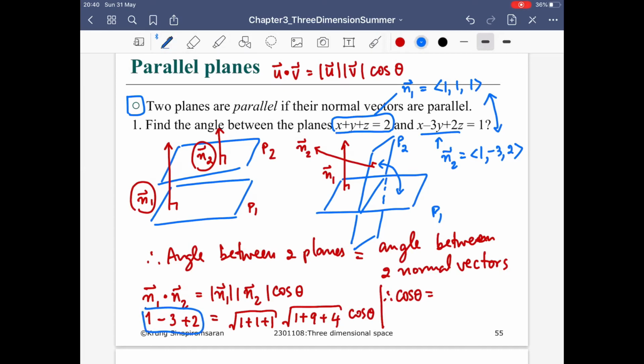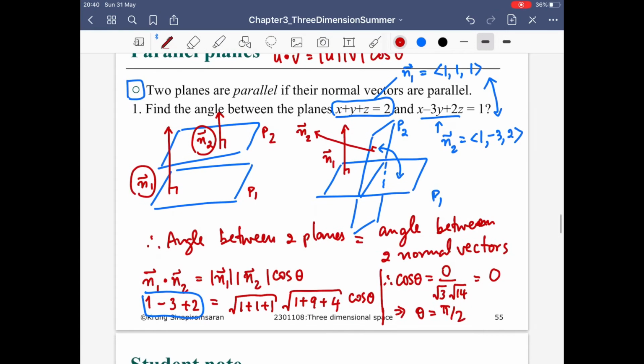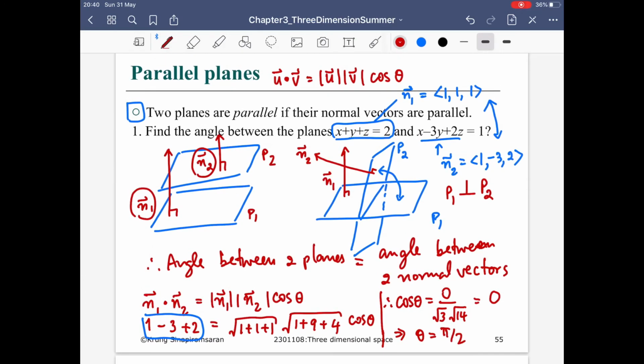This one happened to be 0. So you got 0 over anything, I mean square root of 3 and square root of 14, but it is 0. So what does this mean? If the dot product equals 0, then it means that your theta is pi over 2. So it means that your P1 is actually perpendicular or orthogonal to your P2.